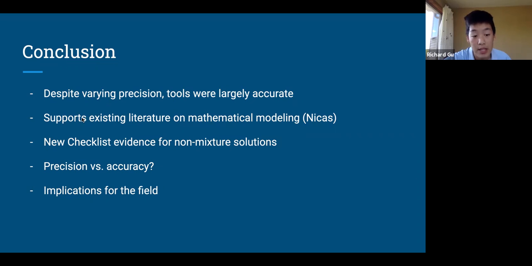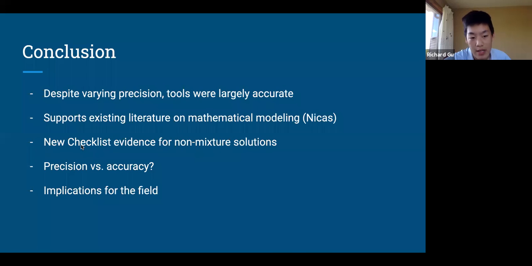And the study also supports existing literature on mathematical modeling. A study conducted by Mark Nikas from UC Berkeley School of Public Health provided a lot of support for the use of mathematical modeling, and my result essentially agreed with that, since not only did we see a lot of categorical accuracy, but looking at the exact outputs in parts per million, there was extremely strong agreement. And in addition, there was new checklist evidence for non-mixture solutions.